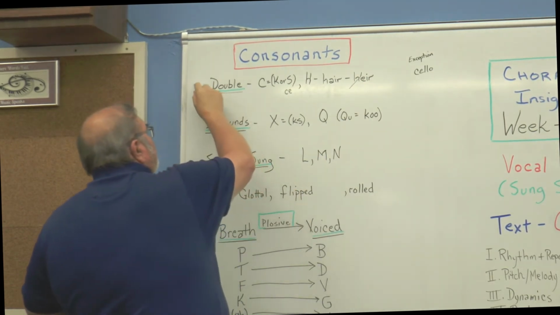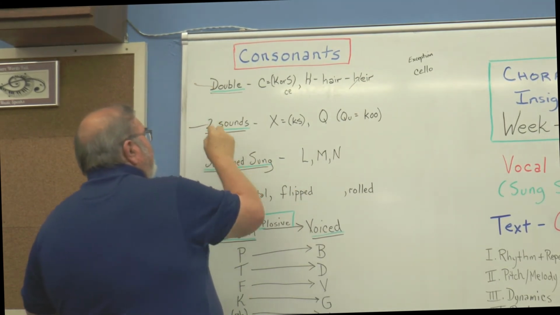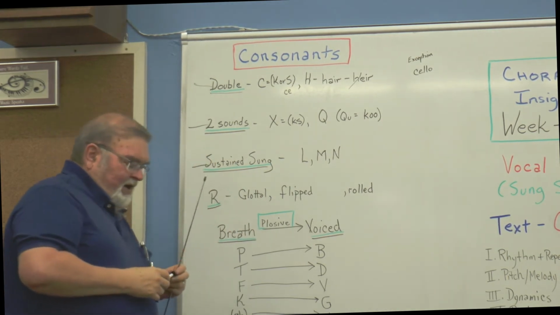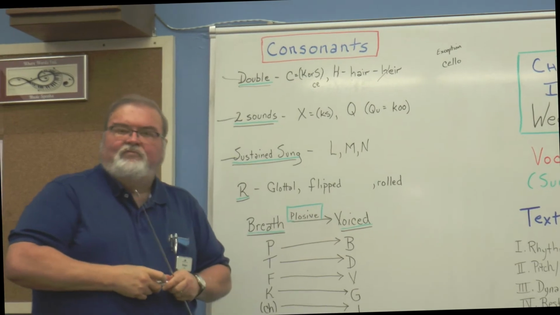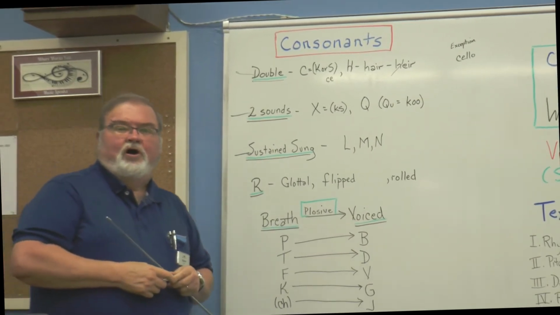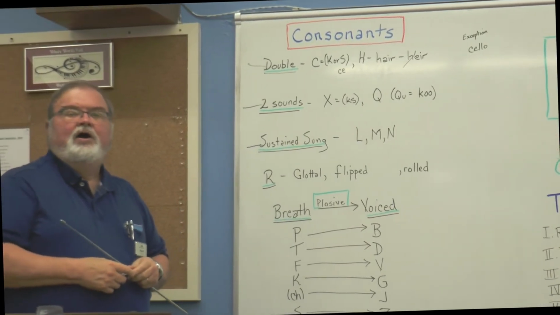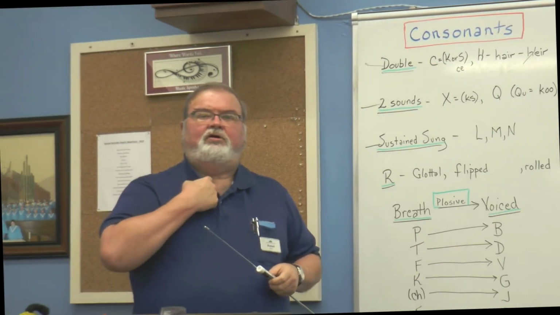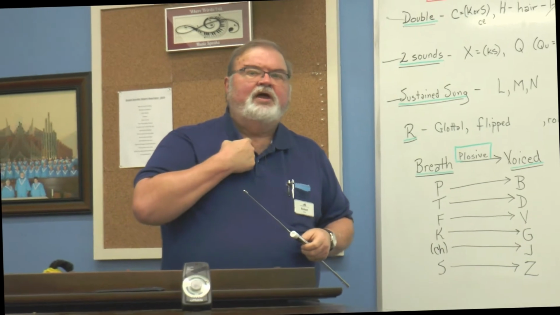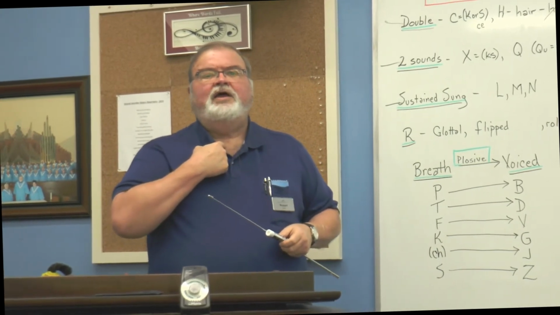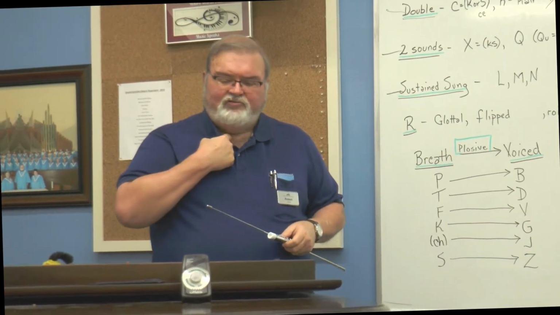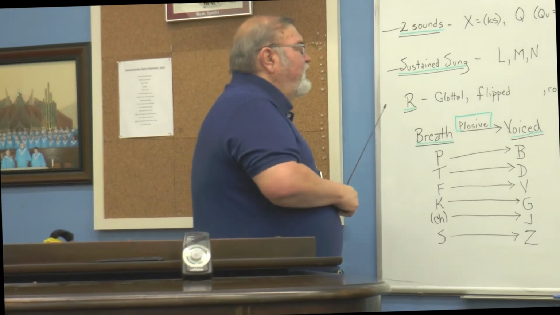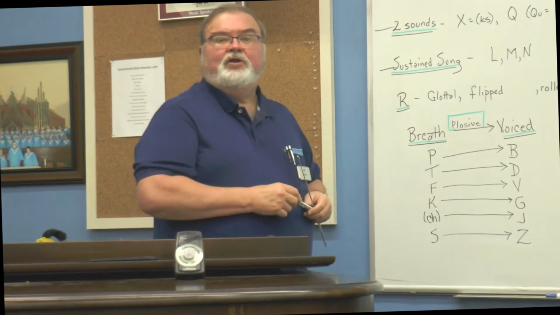Now we've dealt with doubles and two sounds and sustained or sung sounds. I think one of the hardest consonants to sing well is an R, and let me explain to you why. R's, when we sing them in English, usually are a very glottal sound. It's difficult to sing well. It very often creates tension in the voice. Well, what do we do about that? Well, we can flip it. How do you flip an R, you ask?